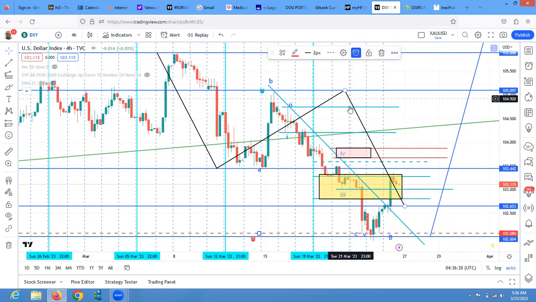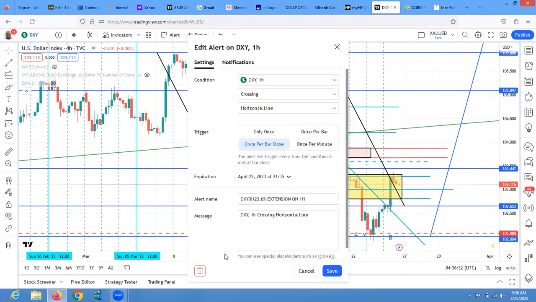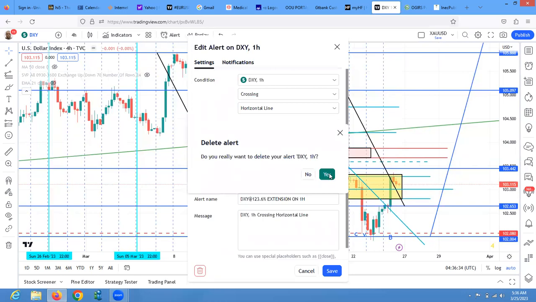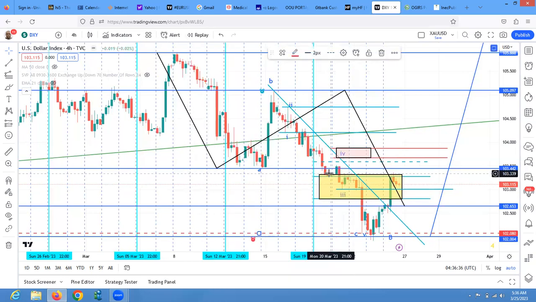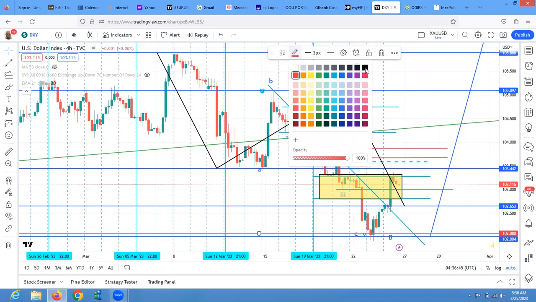Let me take the alert off. I want you to pay attention to what I'm doing. It's very important that you understand it. Let me now use a black.